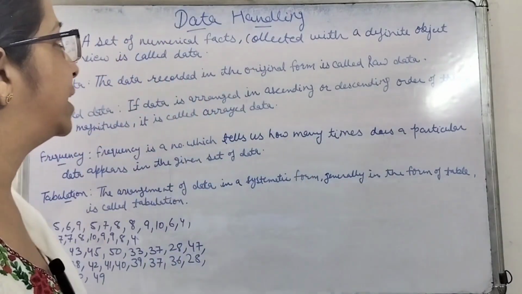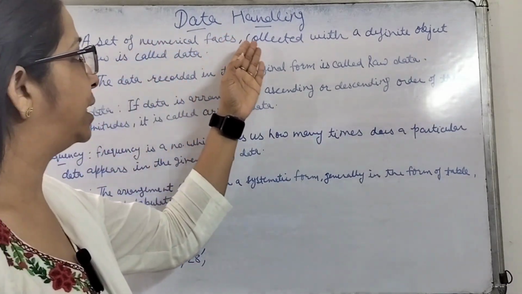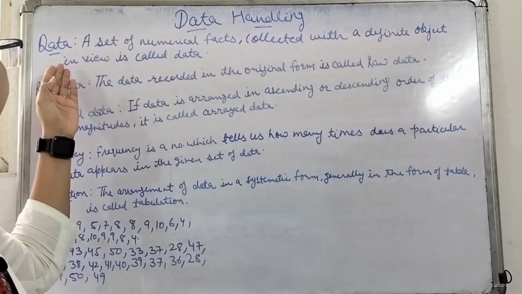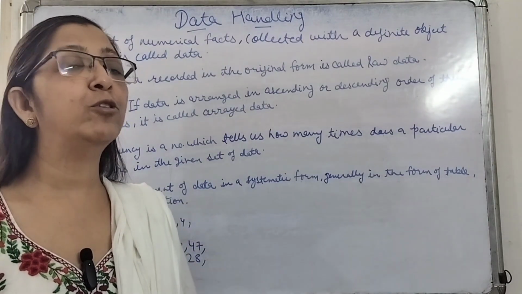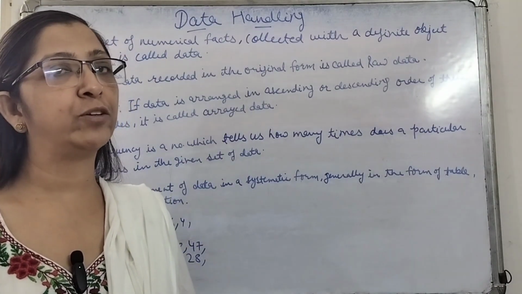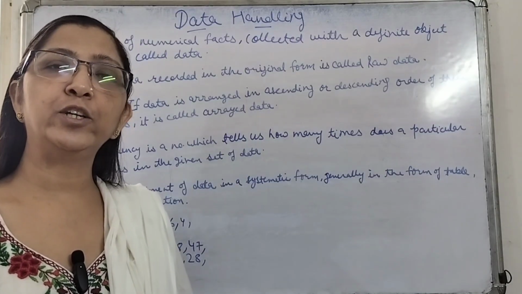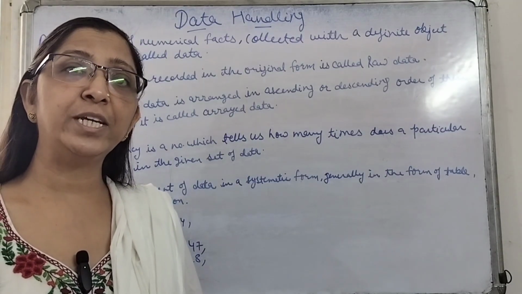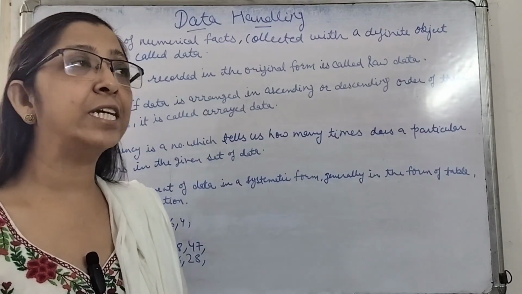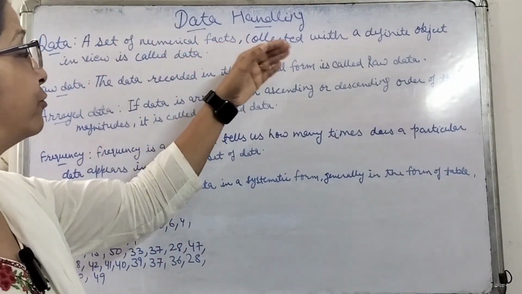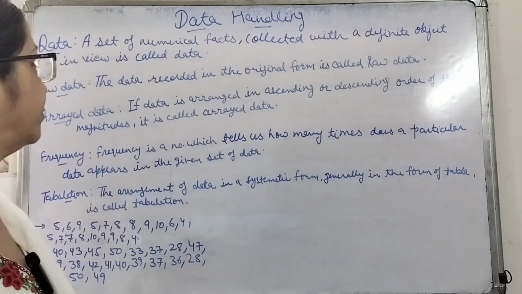So first of all, let's understand what is data. A set of numerical facts collected with a definite object in view is called data. Suppose we are collecting information about marks scored by students of any of the class. We are collecting information about runs made by any of the batsmen. We are collecting information about rainfall of any of the city. So all this information which we are collecting with a definite object in view is known as data.